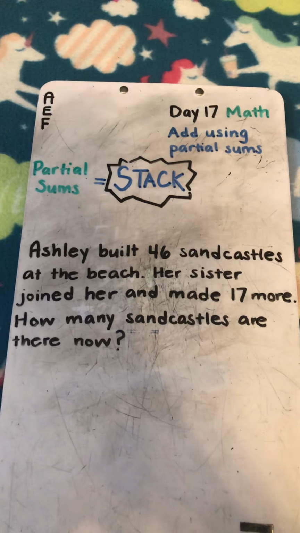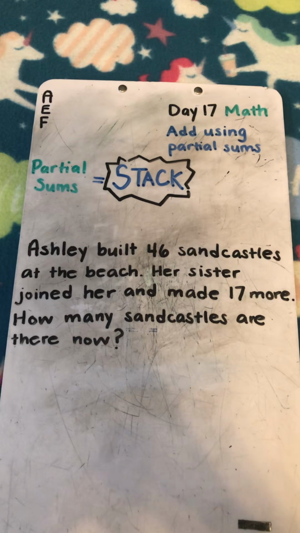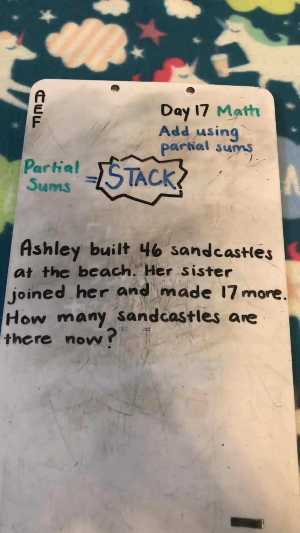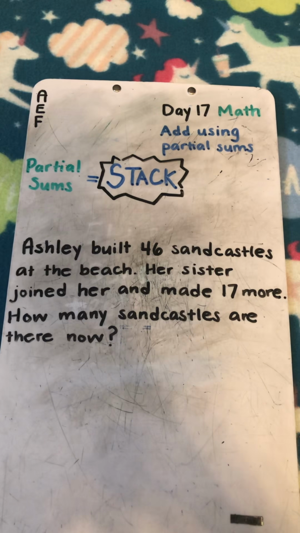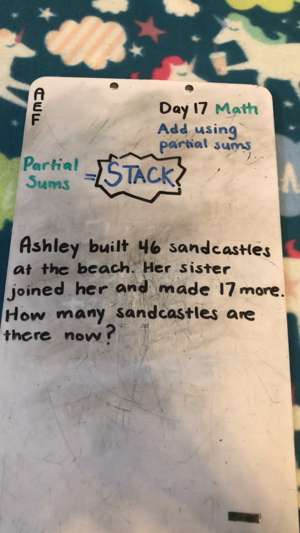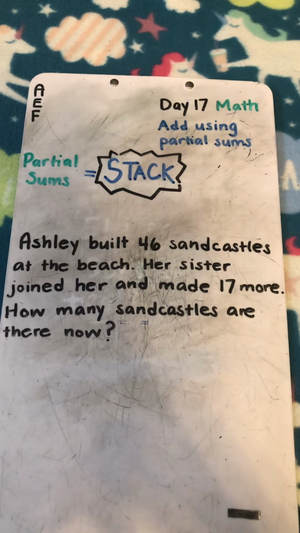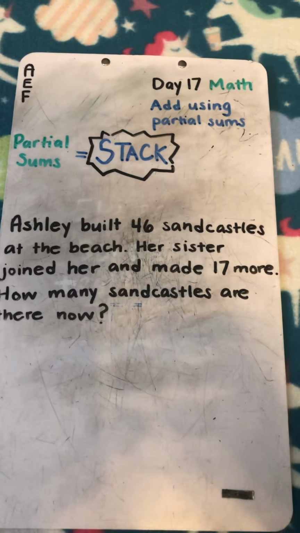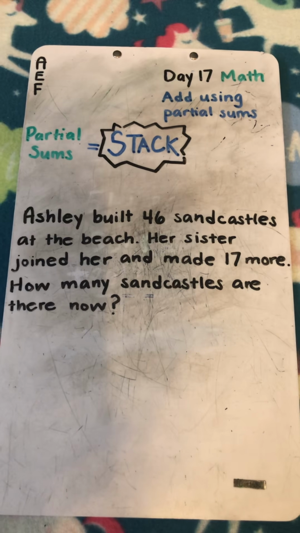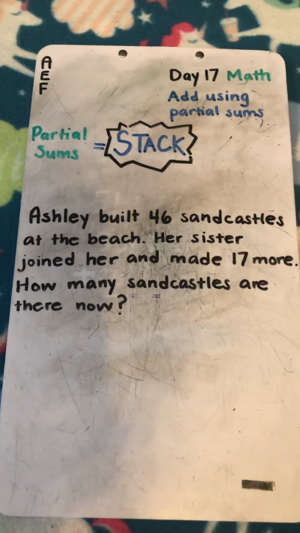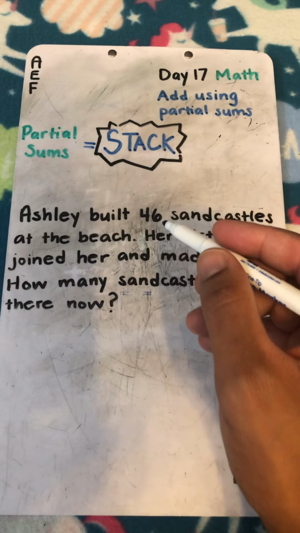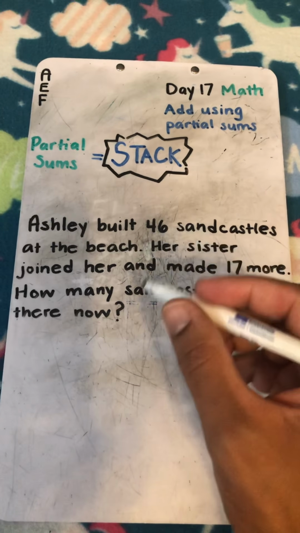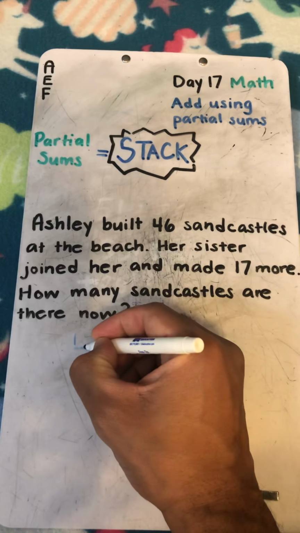Let's check it out. Our story problem reads, Ashley built 46 sandcastles at the beach. Her sister joined her and made 17 more. How many sandcastles are there now? Okay, so there's a few things that we know from this problem. Number one, we know what Ashley started with. In this case, she started with 46.